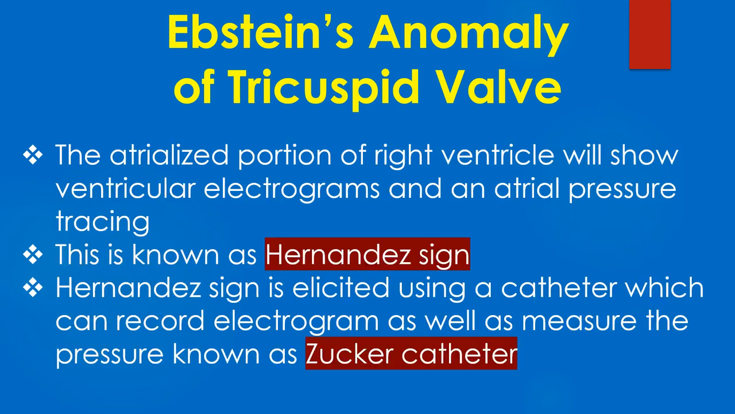The atrialized portion of right ventricle will show ventricular electrograms and an atrial pressure tracing. This is known as Hernandez sign. Hernandez sign is elicited using a catheter which can record electrogram as well as measure the pressure, known as sucker catheter.